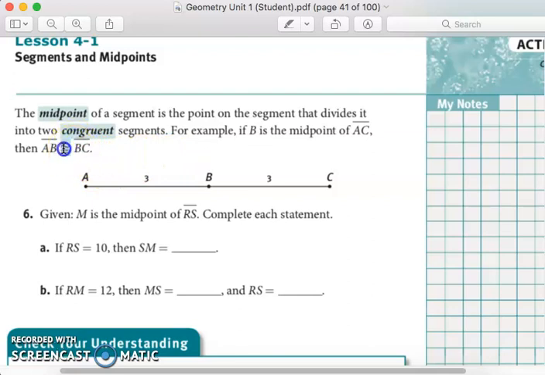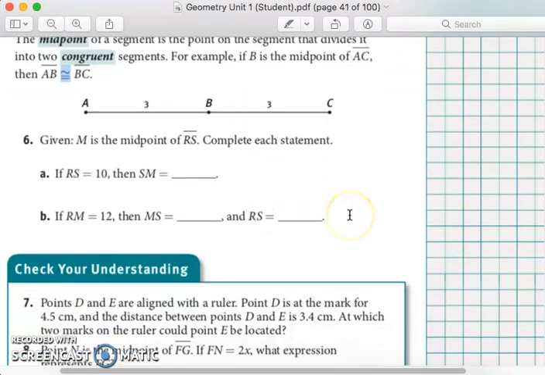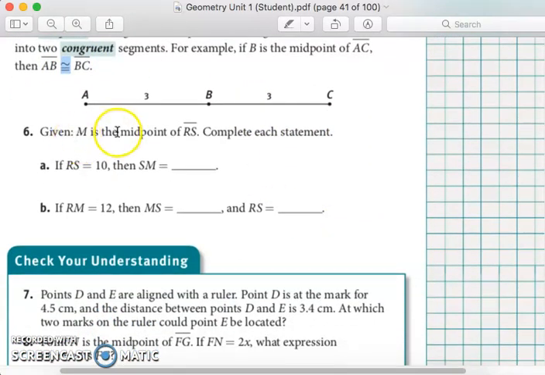Now this is the symbol for congruent right here. It's like an equals sign with a little squiggle over top of it. So this statement is saying segment AB is congruent to segment BC. Looking at number 6, it says given M is the midpoint of segment RS, complete each statement. If RS equals 10, then SM equals blank.